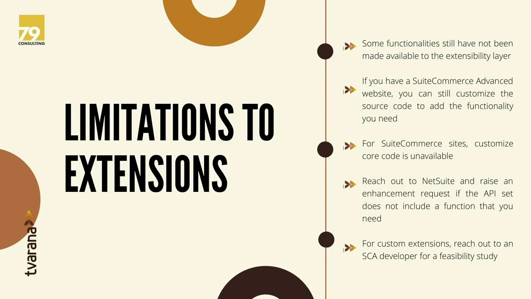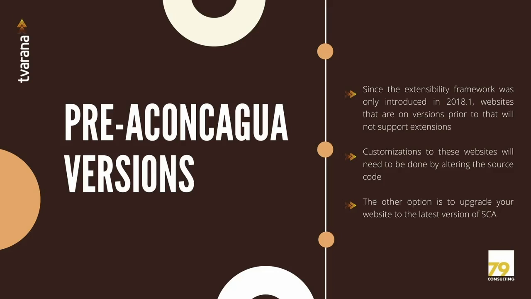Okay, but what about websites that run on pre-Aconcagua versions? So websites that are on pre-Aconcagua versions will not support extensions since they predate the extensibility framework. Customizations to these websites will still need to be done the old-fashioned way by altering the source code of the native bundles. The other option is to upgrade your website to the latest version of SCA. It's up to clients to weigh the pros and cons and decide whether they want to upgrade the website to the latest version.